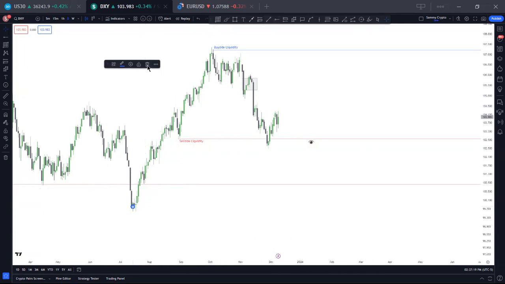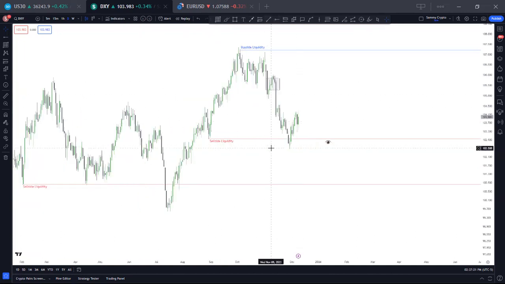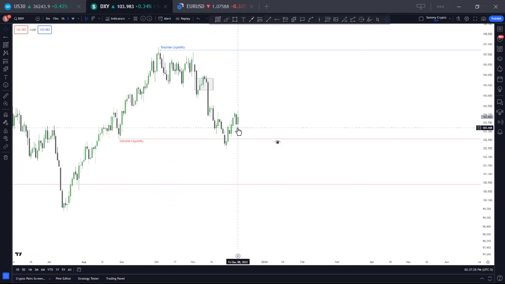That is the algorithm, right? So price comes to take out the sell side liquidity. Now, like I said, I cannot tell you exactly when price will do this, but once it's time, it could take a month, it could take 2 months, 3 months, but that is exactly where price is going.